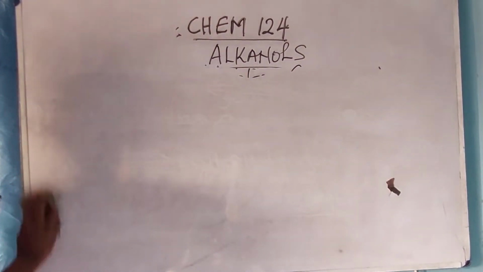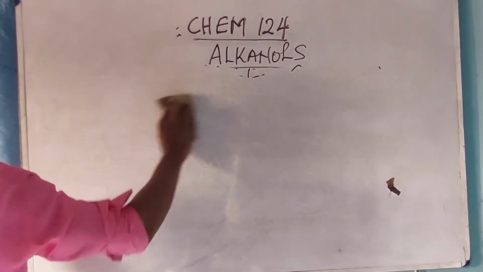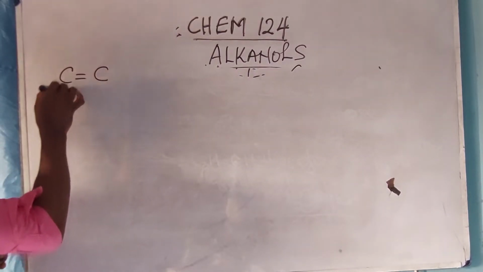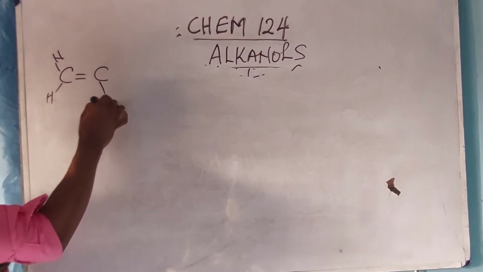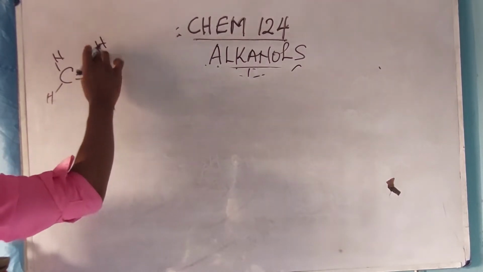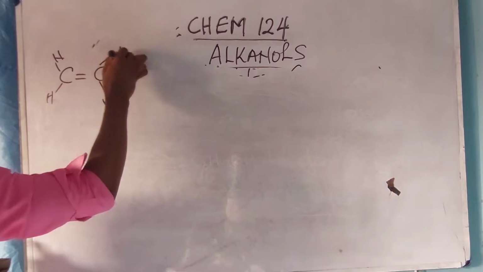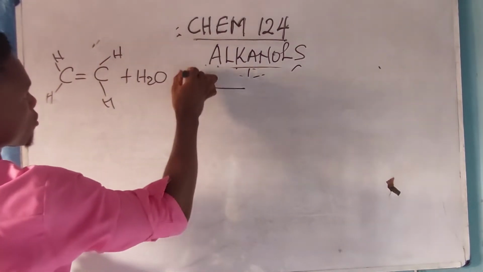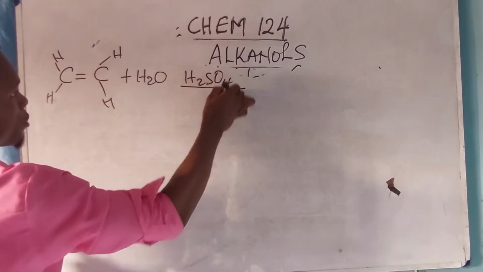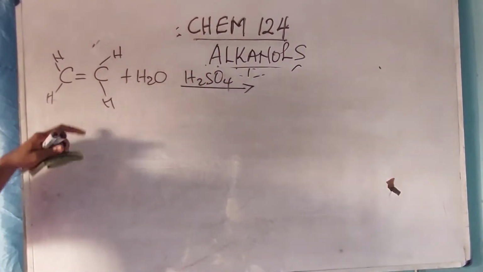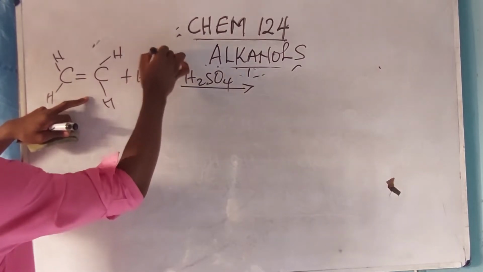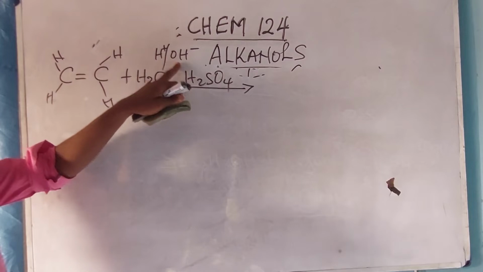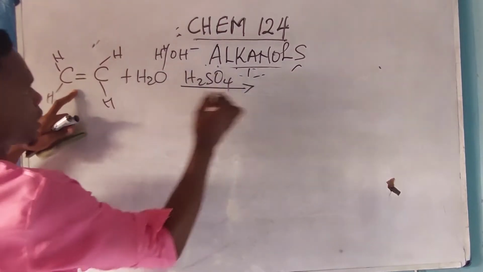So how are other alcohols produced? Other alcohols are produced by the hydration of what? An alkene, ethene. That is, water is added, remember. Now in the presence of what? H2SO4. Now you know this H2SO4 can be split into H plus and what? OH minus. Hydrogen ion and what? Hydroxyl ion.